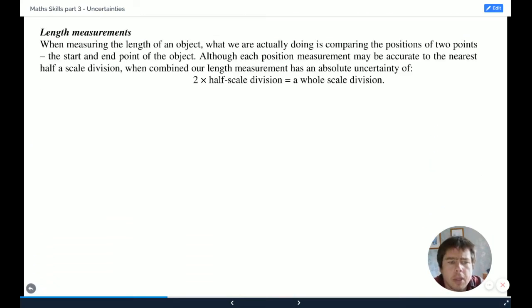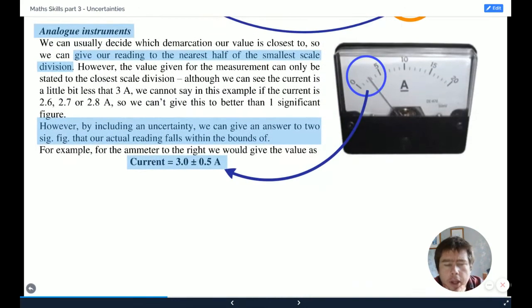Now, there's a little bit of confusion there, which is that occasionally some physics textbooks also treat analog instruments as they do digital instruments, so that it's plus or minus 1 scale division. And our exam will actually accept both of those, but to be technically correct, for digital, it's plus or minus 1 scale division. For analog, it's plus or minus half a scale division.